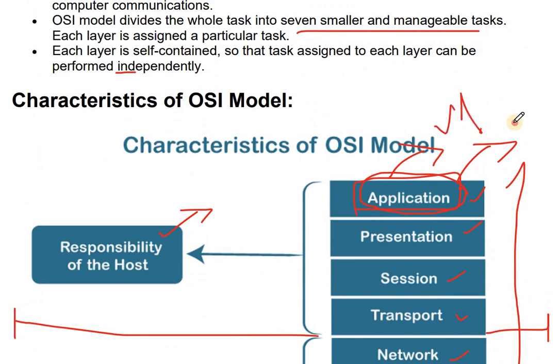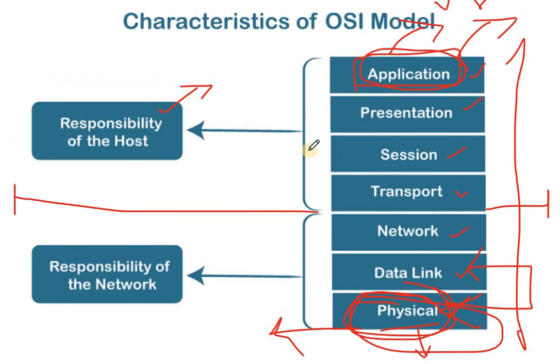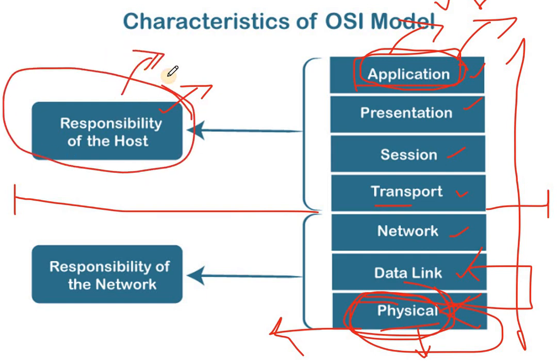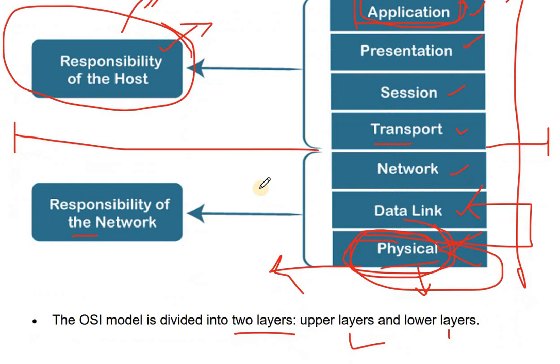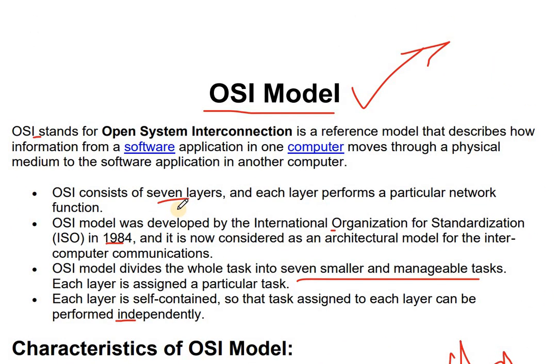It is interacting with the user. From the application layer to the transport layer, it is the responsibility of the host. Host means who is providing you the service. The second is the responsibility of the network: the lower three layers, network layer, data link layer and physical layer, all come under the responsibility of the network. So this was all about the OSI model.